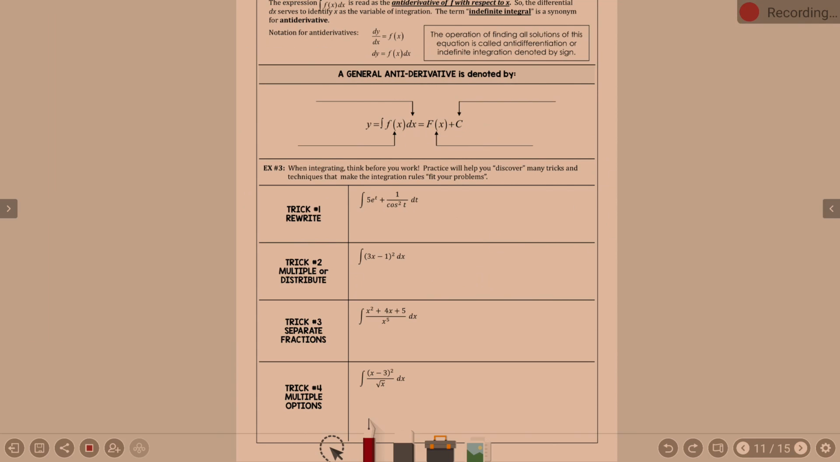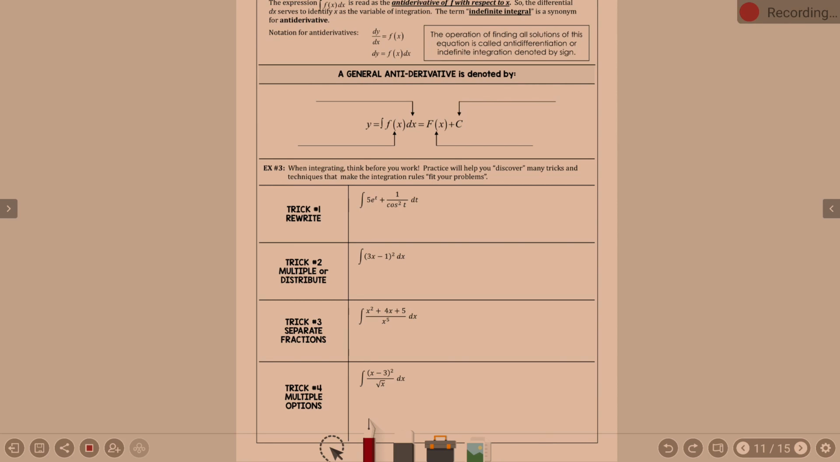On this next page, sorry, I left this all as one page, so I may zoom in on the bottom here a moment. The expression, the integral of f of x dx, is read as the antiderivative of f with respect to x. So the differential dx serves to identify x as the variable of integration. The term indefinite integral is a synonym for antiderivative. So antiderivative, integral, along the same lines, just used in different situations.